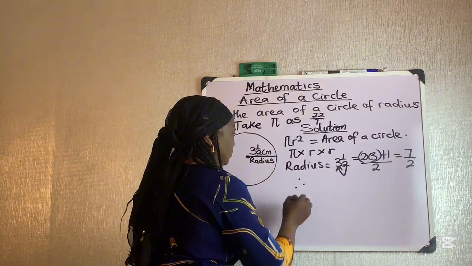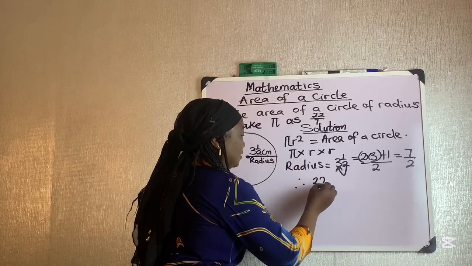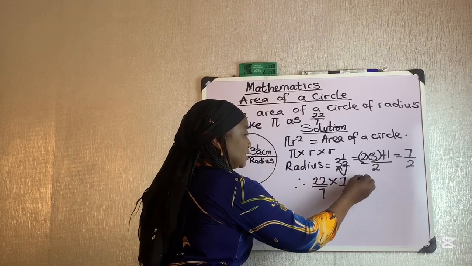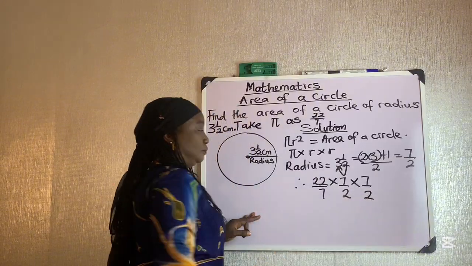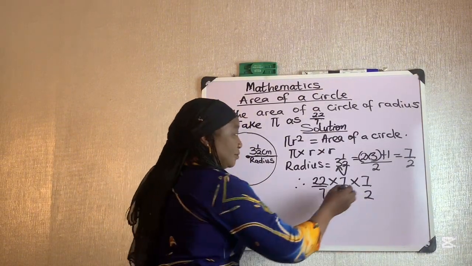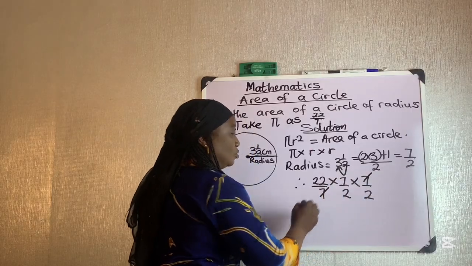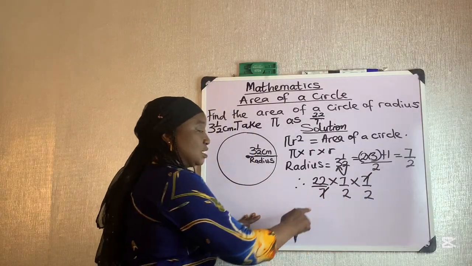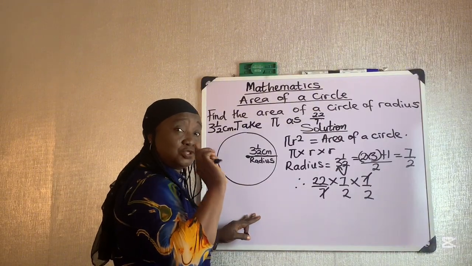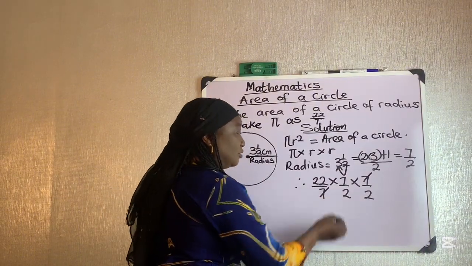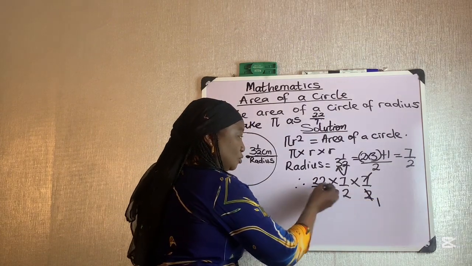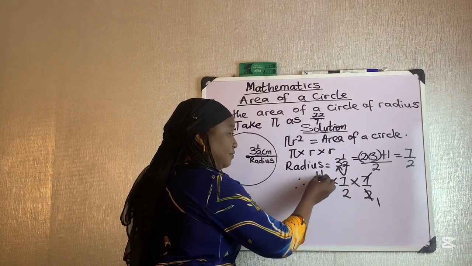Therefore, 22/7 times 7/2 times 7/2. Then we look up and look down and divide. 1 7, we cancel 1 7. Use this 7 to delete one of the 7 up. Don't use 1 7 to delete 2. Now we look at any other number I can divide. 2 is here, 2 here, 1. 2 into 22 is 11.